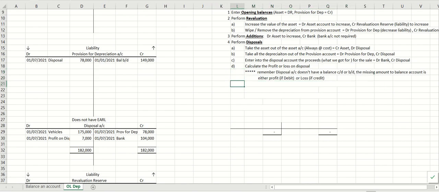Oh yeah, we're looking at a profit and loss. Just a sec there now.